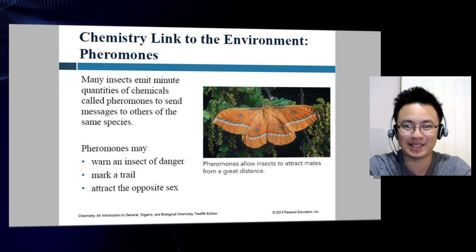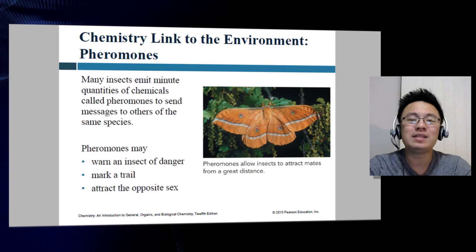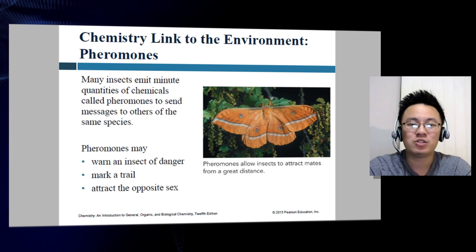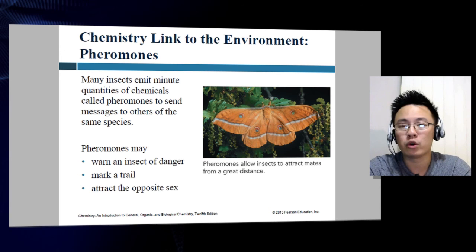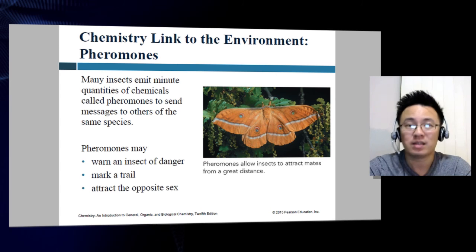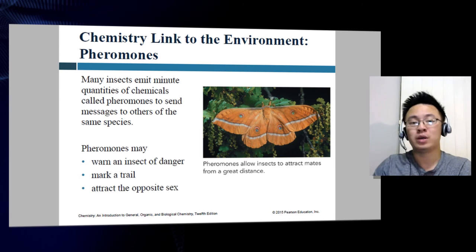They're on opposing sides. Now, many insects emit minute quantities of chemicals known as pheromones, because they're hormones of the air, to send messages to others of the same species. Pheromones are not necessarily used to attract the opposite sex; they can also be used to warn the same species of approaching danger, or like in ants, they use pheromones to make a trail.